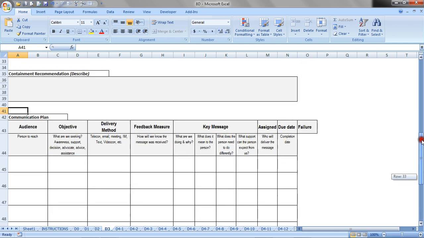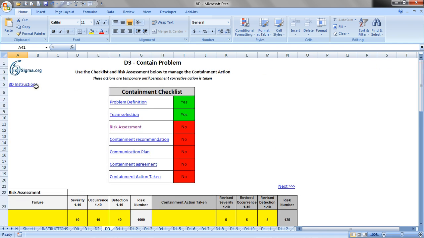And then if I just scroll all the way up to the top again, I can see off of my list, I'm still in containment. My problem's been defined. My team's been selected. My risk assessment is now done. When it's done, we can just indicate as such. The containment recommendation is now complete. The communication plan, let's say, is complete. We have agreement on what the containment looks like, and then the action plan itself. And so, again, this checklist just keeps all of the steps in the containment in order and visible to all.